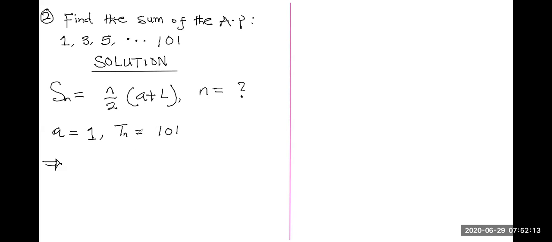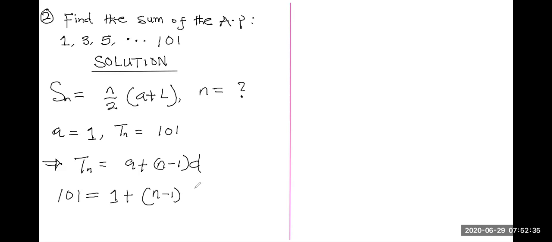So we can start to find n, and say that Tn equals a + (n − 1)d, where our last term is 101, equals a, which is 1, plus (n − 1), and our common difference is 2, multiplied by 2. If we say 3 minus 1, we get 2. That's our common difference.